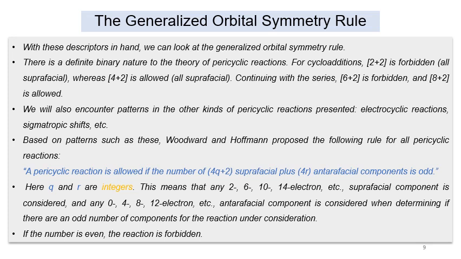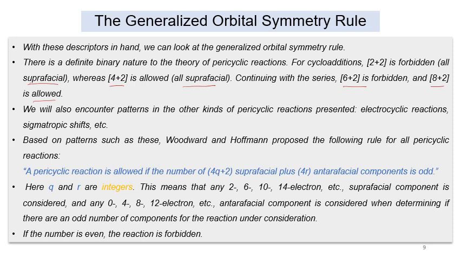So we have now this descriptor in hand. Let us now look at the generalized orbital symmetry rule that is given by Woodward and Hoffmann. Now there is a definite binary nature to the theory. For example, 2 plus 2 cycloadditions are forbidden when it is supra-supra, whereas 4 plus 2 is allowed when it is supra-supra. In the same series, if you continue, 6 plus 2 is forbidden and 8 plus 2 is allowed in the ground state.